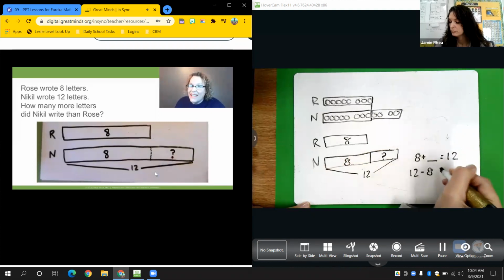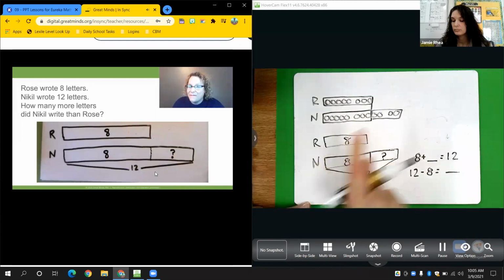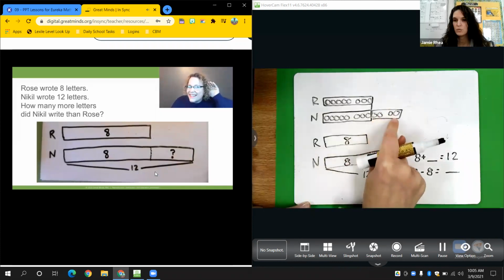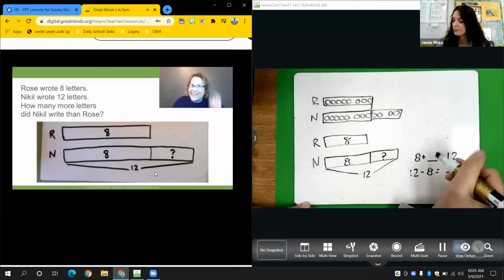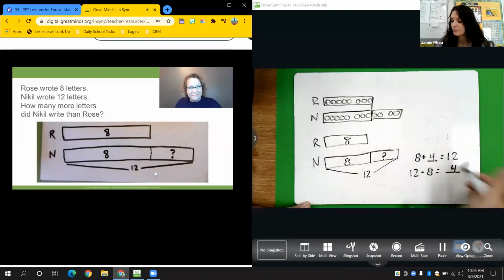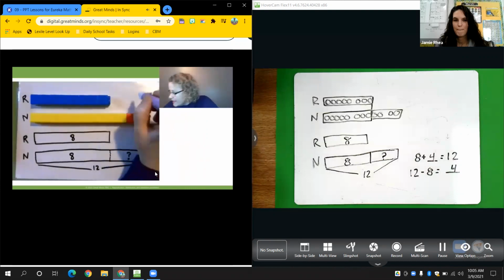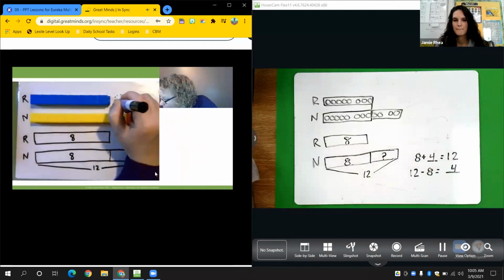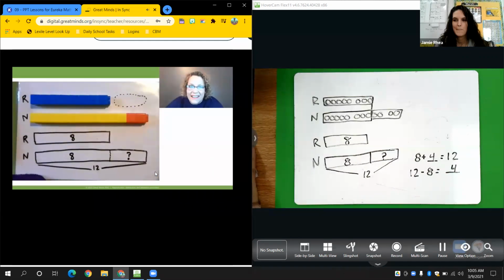So how many more letters did Nikhil write than Rose? Well, let's look at it because we drew it out. 1, 2, 3, 4. Nikhil wrote 4 more letters than Rose. Very good. I also want to point out that if Nikhil wrote 4 more letters than Rose, that means that Rose wrote 4 fewer letters than Nikhil, because 8 is 4 fewer than 12. This part right here represents the 4 fewer letters that Rose wrote than Nikhil.